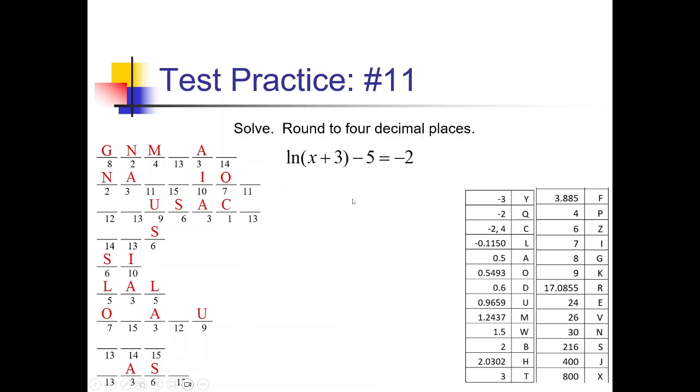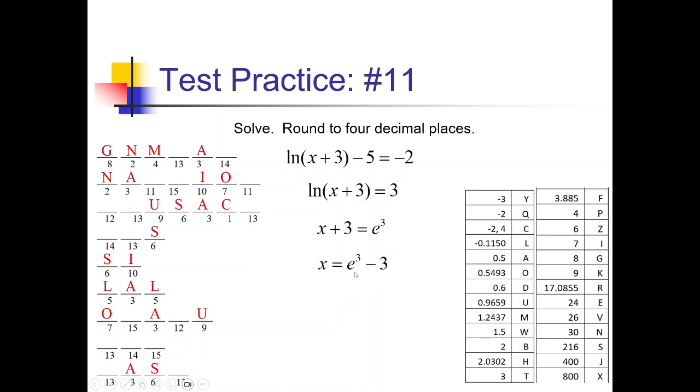For this next one, before I raise e to both sides to get rid of the ln, I need to add this 5 over here. So that's going to be ln of x plus 3 equals 3. Now I'll raise e to both sides. That cancels out ln on the left, leaving me with just x plus 3 over there. And on the right, I now have e to the 3. To get x by itself, I'll subtract 3 from both sides.